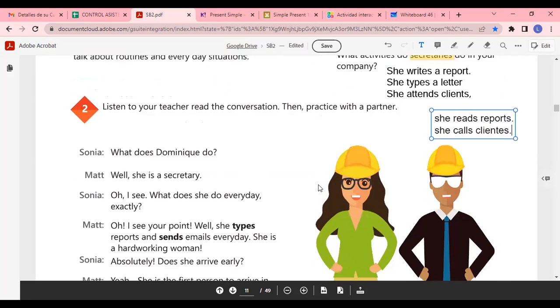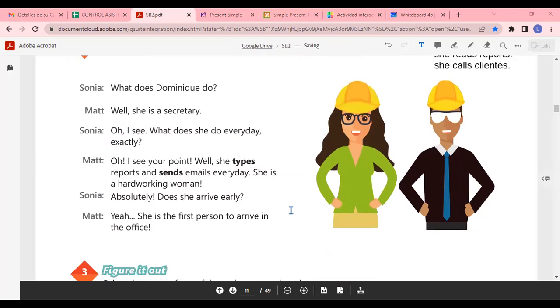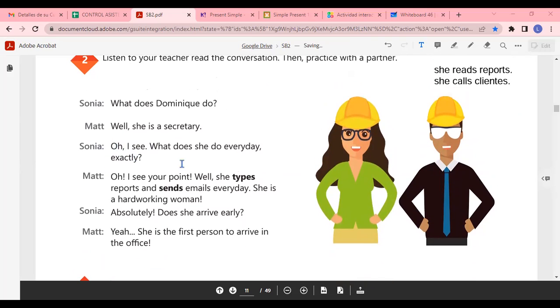Amazing. Okay, and now here we have a little bit of a conversation, and I want two of you to help me to read. ¿Quiénes fueron que participaron ayer? Giovanni, did you participate yesterday? In the conversation, no. Okay, so Giovanni, and also Miss Idalia, okay? 1, 2, 3. Idalia, you are Sonia, and Giovanni, you are Matt. 1, 2, 3. Go, read it.